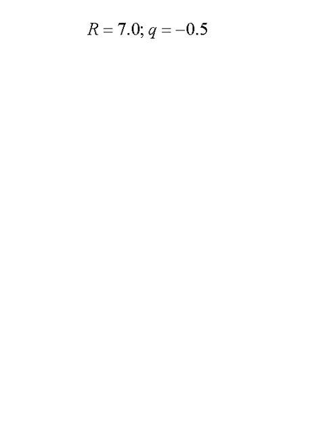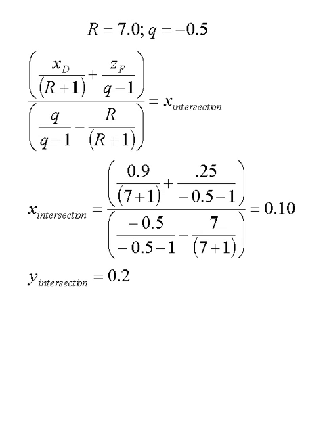In our particular example, we're going to choose a reflux ratio of 7.0 and a Q value of negative 0.5. This would be a vapor above the dew point temperature of this stream. So we plug those values into the equation for the intersection, and we will find that the Q line and the upper operating line intersect each other when X is 0.1 and Y is 0.2.